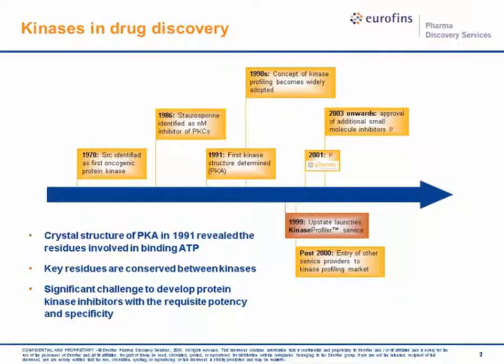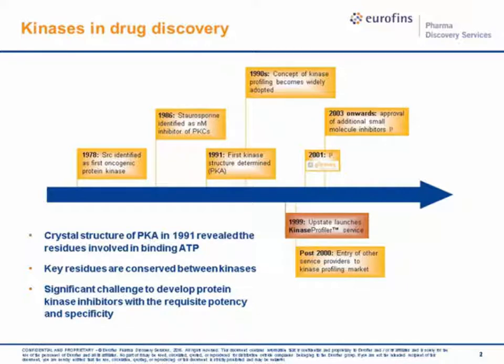What we will start with here is an overview of kinases in drug discovery. So the history goes back several years now. SRC was first identified as a human oncogene, the first oncogenic protein kinase, back in 1978. That really set in motion a new target class that potentially could become druggable targets.